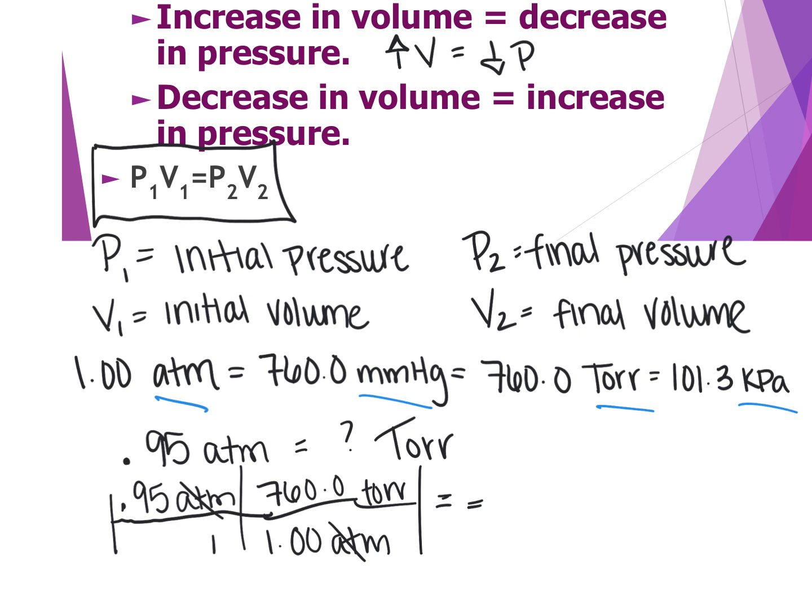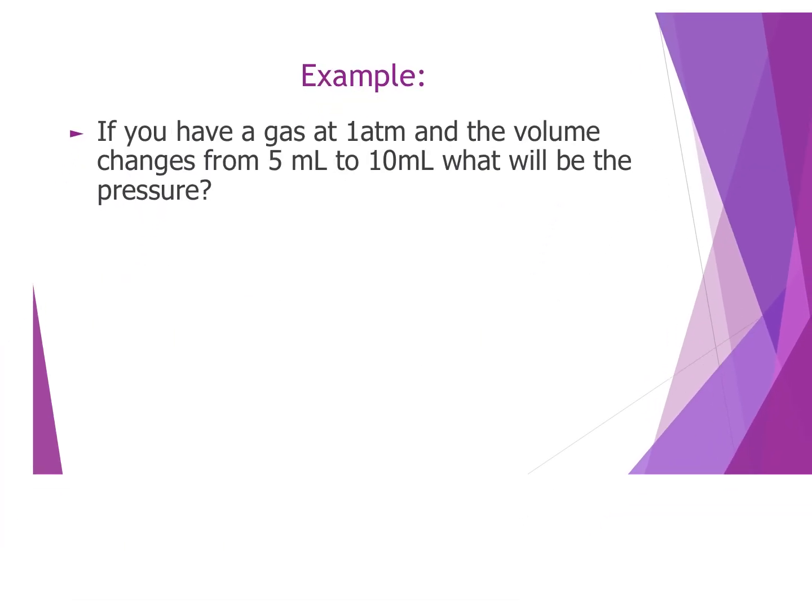You with me? Good. If you want to go from torrs to atmospheres, instead of multiplying, what would you do? Divide. Just divide. Do you think you could do some of those on your own? Perfect. We're going to do a practice problem. Are you okay if I change this slide? Okay, I know this one is easy. They're not always this easy, so go with me on the process.